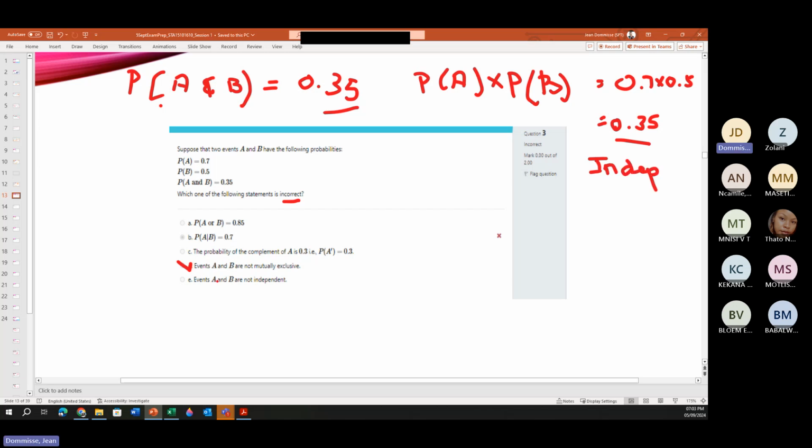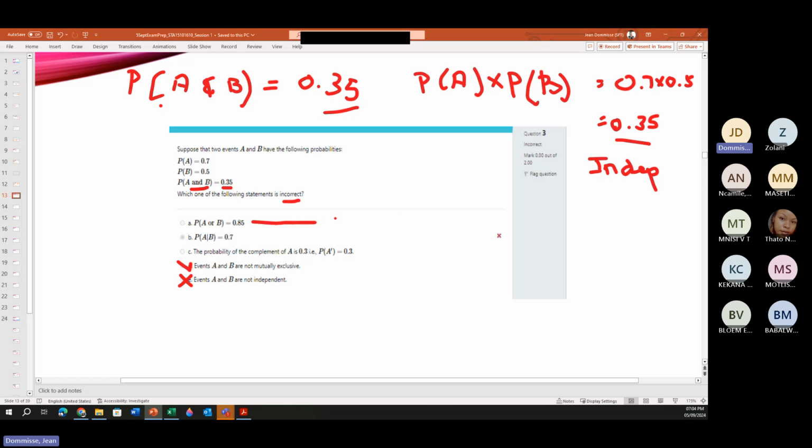Let's just look. Events A and B are not independent. Okay, so that is the incorrect one. If they give me the and, I would normally look for mutually exclusive questions first, and then I will look for independent questions next. So we basically got to see which one is not independent or not correct. Let's just look at the other one.